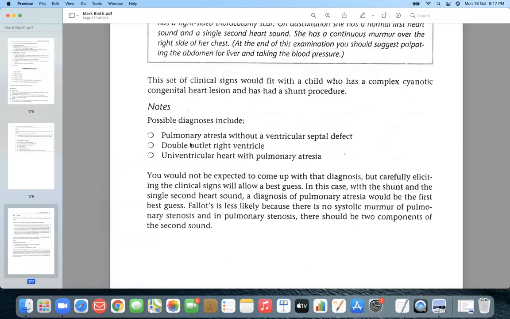So the possible diagnoses include pulmonary atresia without VSD. Because if it is with VSD, there will be mixing, and they need not go for shunting. So without VSD, that's why there is cyanosis. Again, it's a right heart lesion. And double outlet right ventricle, univentricular heart with pulmonary atresia. Again, pulmonary atresia came here, but with single ventricle and double outlet right ventricle.